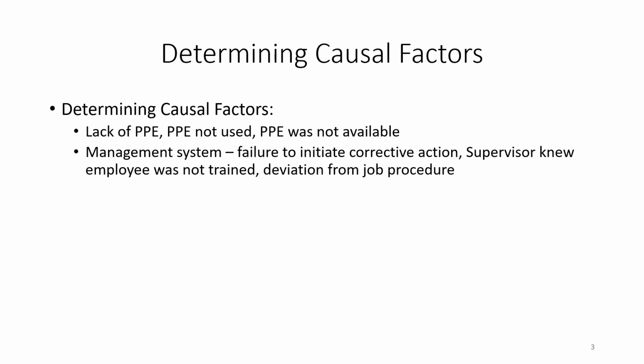Want to look at lack of PPE, or was PPE available and not used? Or is it literally that PPE is available, but maybe it's locked up so the person could not literally get to the PPE? They know they're supposed to have it on, but it's locked up. So they continue to go ahead with the operation anyway. So we want to understand those things.